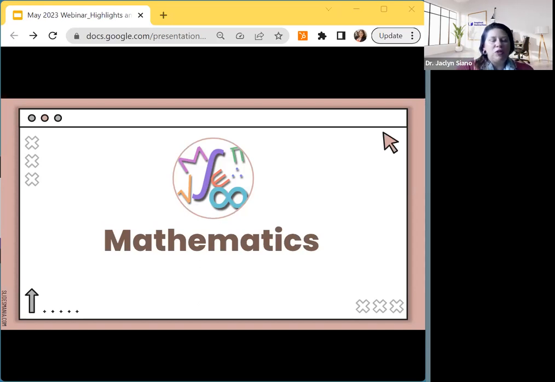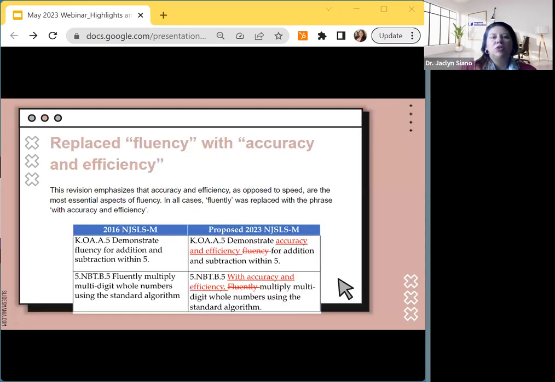So with math, the first big change is they took the word fluency and they replaced it with accuracy and efficiency. So this focus is really saying that it is more important to be accurate and efficient than it is to be fluent in something. So you'll see if you look at the example of the kindergarten standard, it used to be demonstrate fluency. Now it's demonstrate accuracy and efficiency. So really just fluency and fluently got taken out, accuracy and efficiency got put in instead.